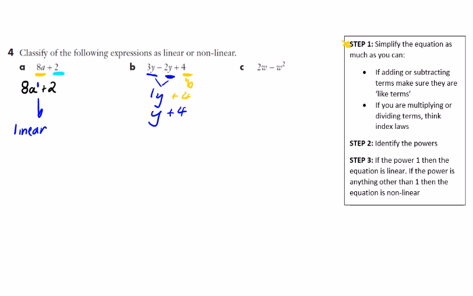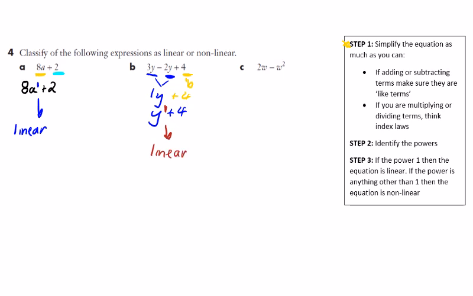Step 2, identify the powers. Again, in this case, we only have one power. We only give powers to our variables or our unknowns, and in this case our y is to the power of 1, which takes us to step 3. Because it is the power of 1, we can say that is linear.